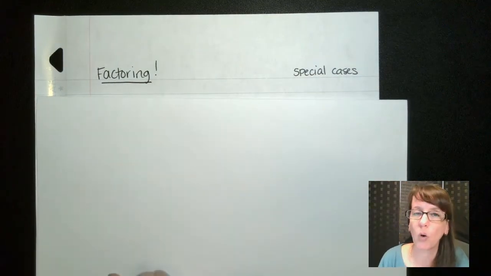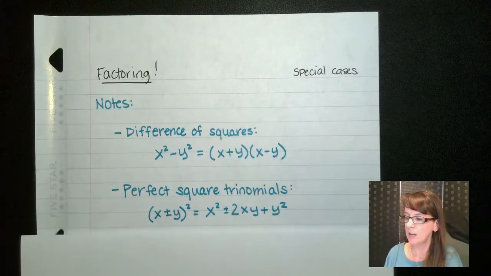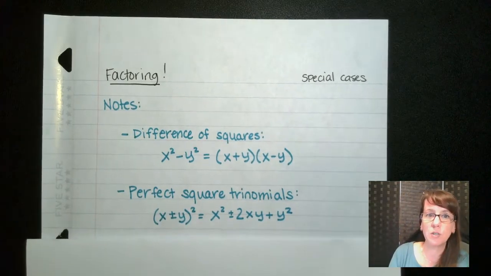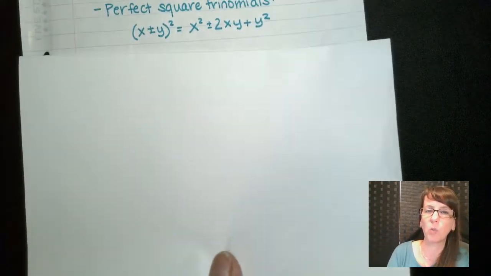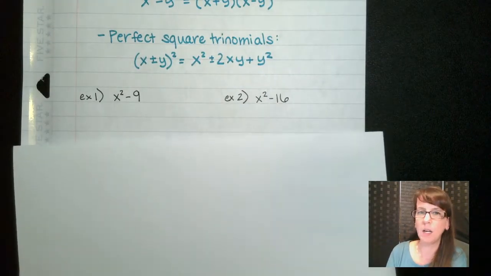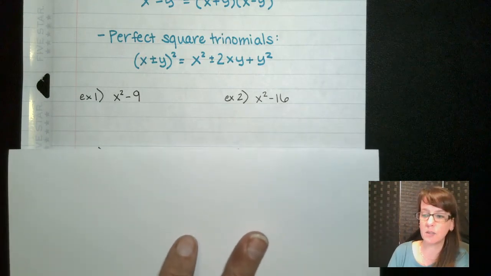Grab your notebook, write these down. We've got two different types here: difference of squares and perfect square trinomial. Pause the video, write those down, and then these will make sense. Here's how it works. We are going to do some difference of squares.